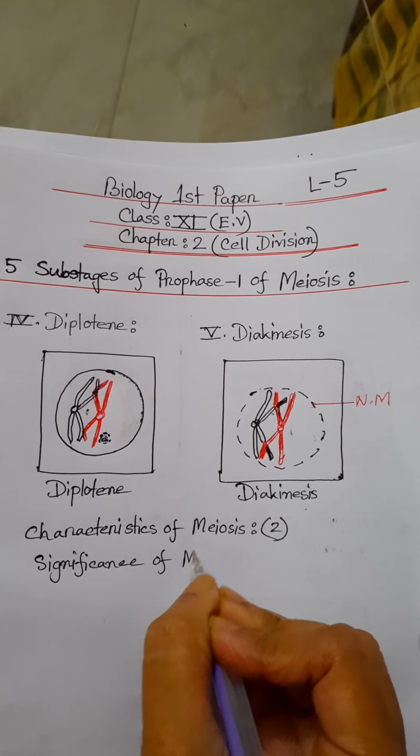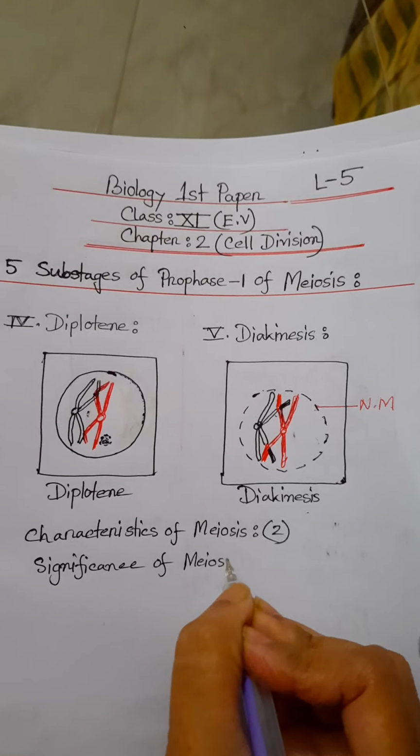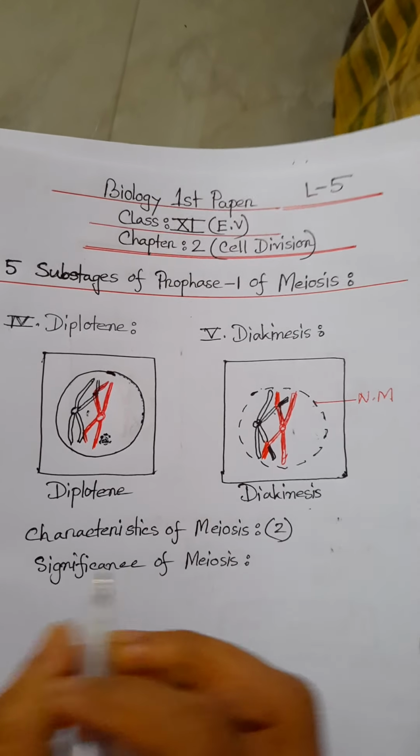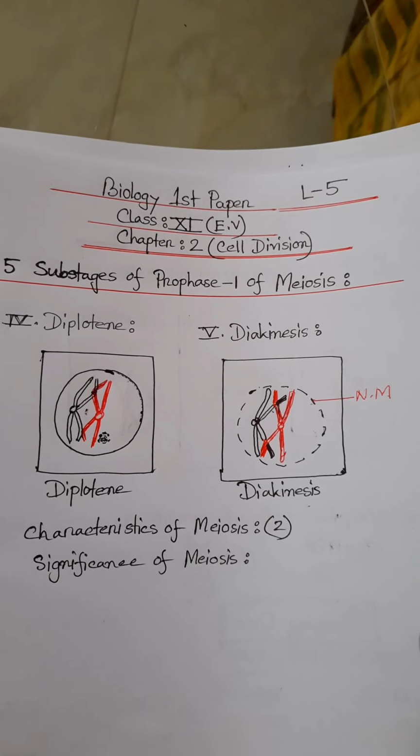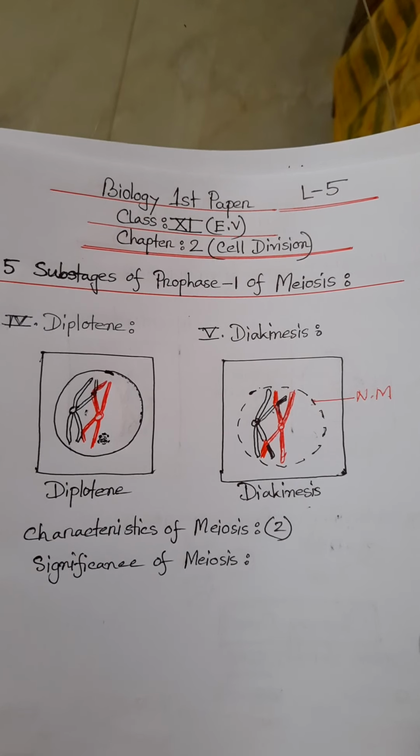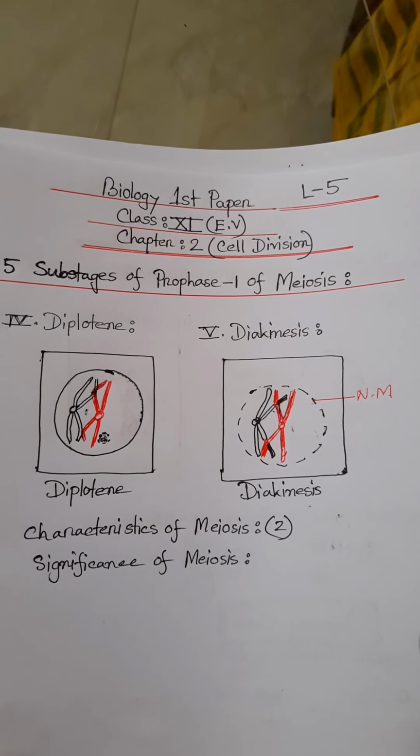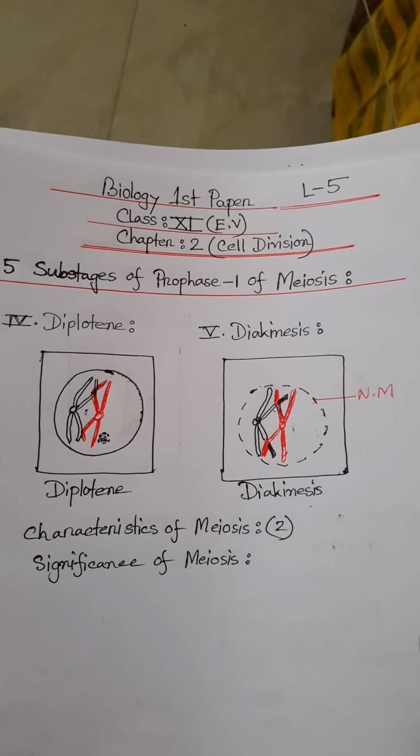Significance of meiosis. First one, sexual reproduction. Meiosis takes place in all organisms which reproduce sexually. Reproductive cells or gametes are produced by meiosis. A haploid set of chromosomes is present in each gamete, male or female.